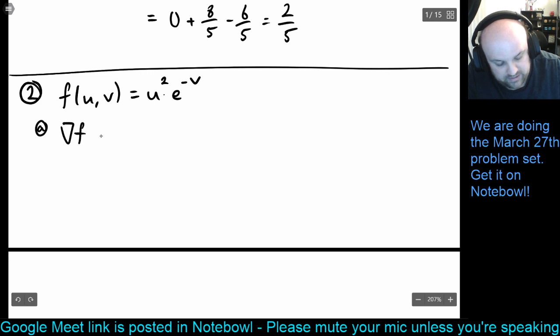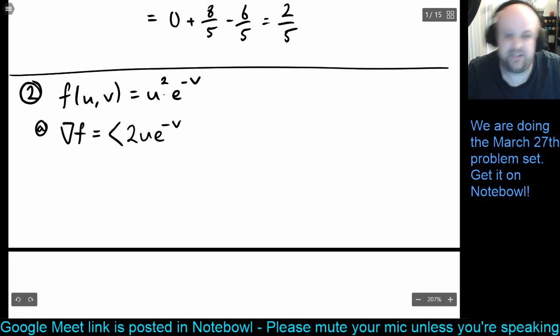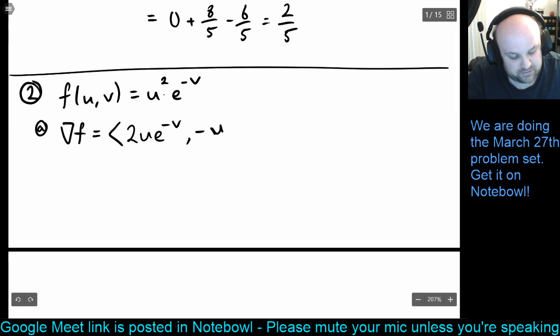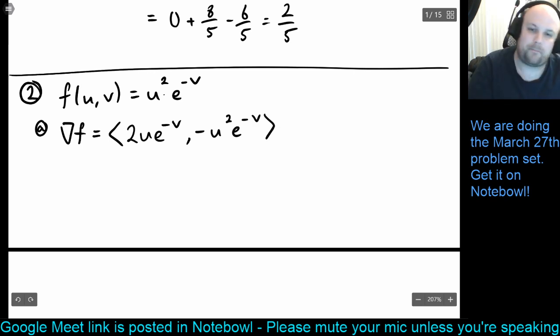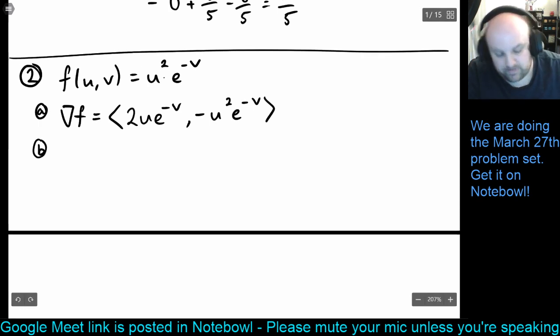The gradient of f. We differentiate in the same order as the variables here, so with respect to u, then with respect to v. Differentiating with respect to u, we have 2u e to the minus v. Right? And then differentiate with respect to v, and we have minus u squared e to the minus v. Right? All right. And now we want the gradient at the point 3, 0.